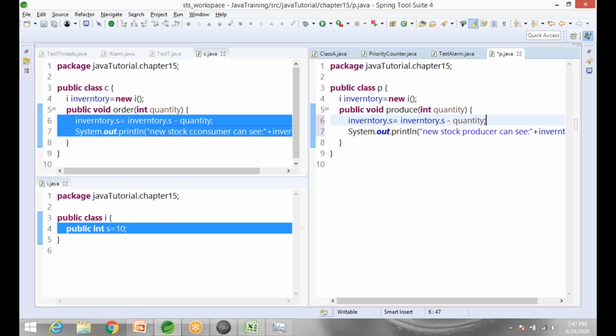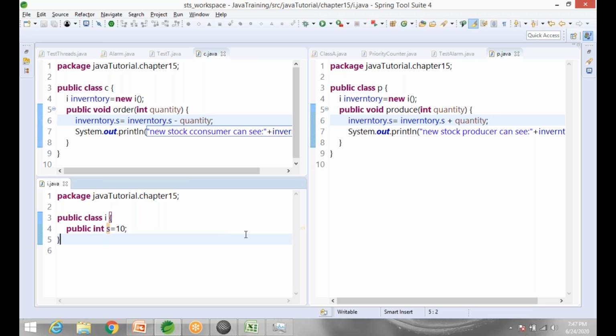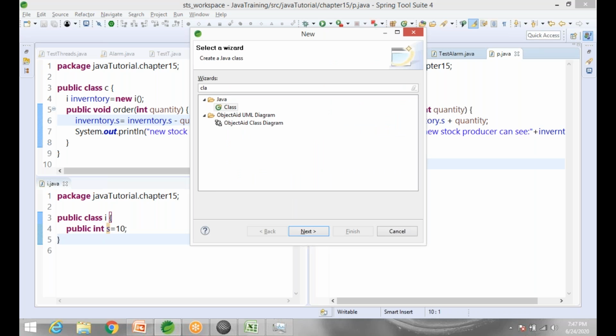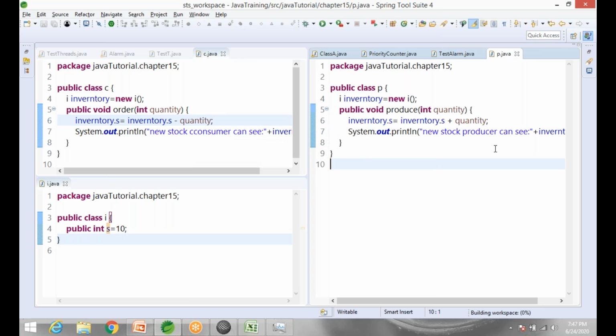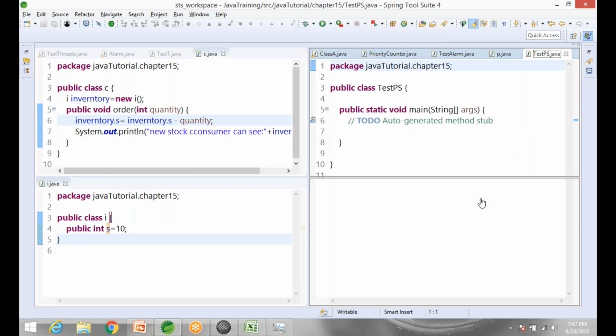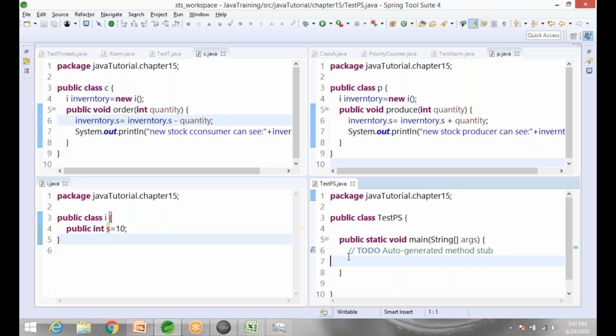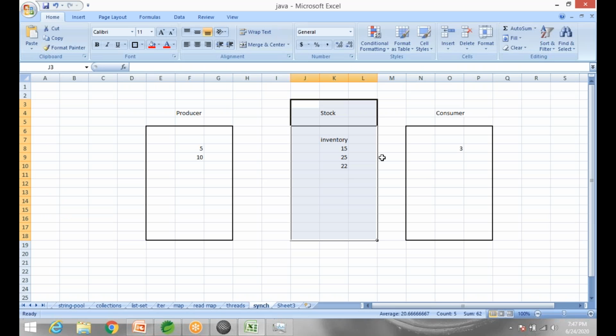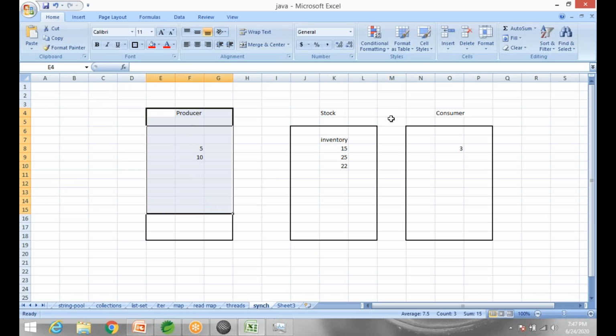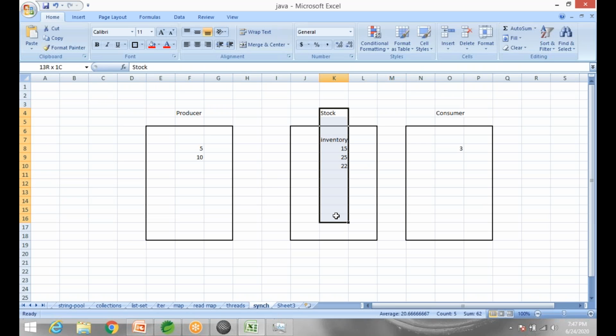When producer produces, what happens? Plus quantity. So what I want to show is sharing objects, how it is done, and what happens if you don't share it properly. Okay, as per this design, we want producer and consumer to make changes to this object stock.